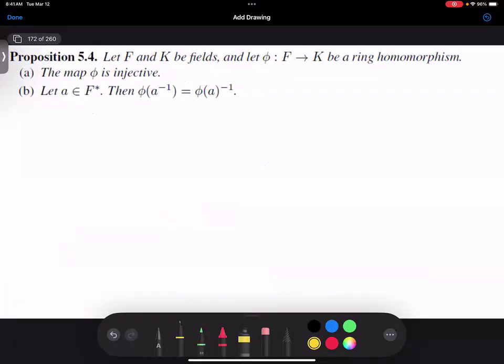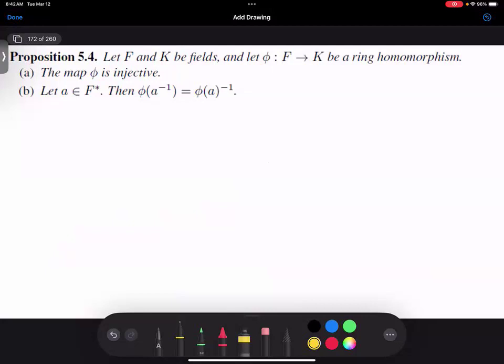And let phi from F to K be a ring homomorphism. So what does a ring homomorphism mean? What are the 3 properties to be a ring homomorphism? Sends 1 to 1. What else? We've got 3 people here. Addition. So phi of a sum is the sum of the phis. And phi of a product is the product of the phis. I love simple phrases. Phi of a sum is the sum of the phis.